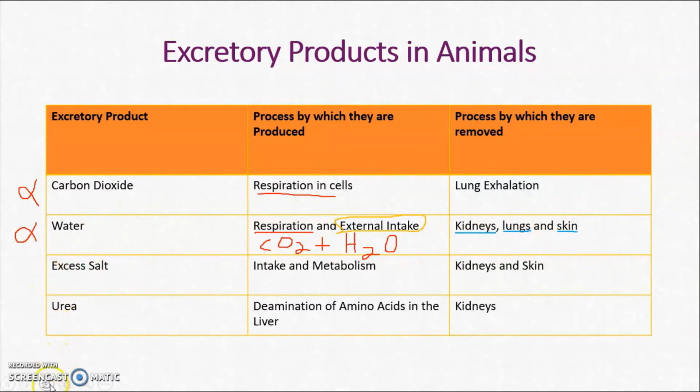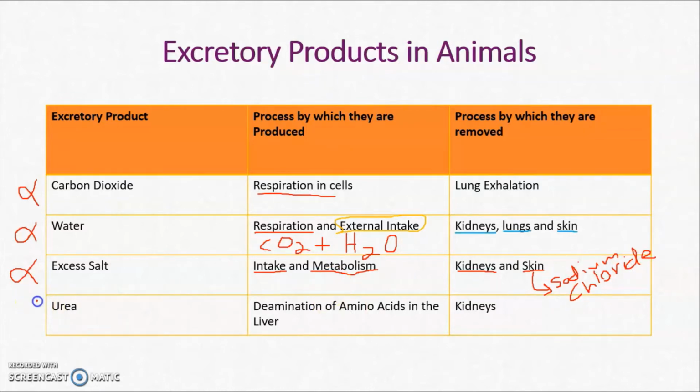The third excretory product that we will look at is excess salt, and that could be introduced to the body through intake, or when you eat and drink things that contain salt. They are also produced during metabolic reactions, and they are gotten rid of from the body through the kidneys and skin. For example, when you sweat, you release sodium and chloride salts in your sweat. That's why when you sweat and the sweat dries, you often realize that you could wipe the salt, the sodium chloride salts, from the surface of your skin.